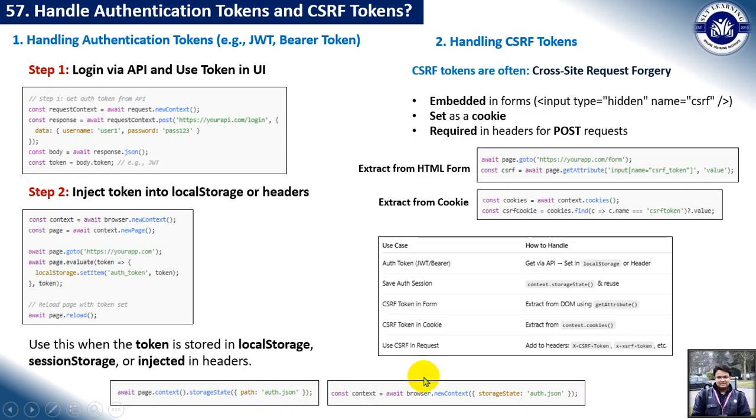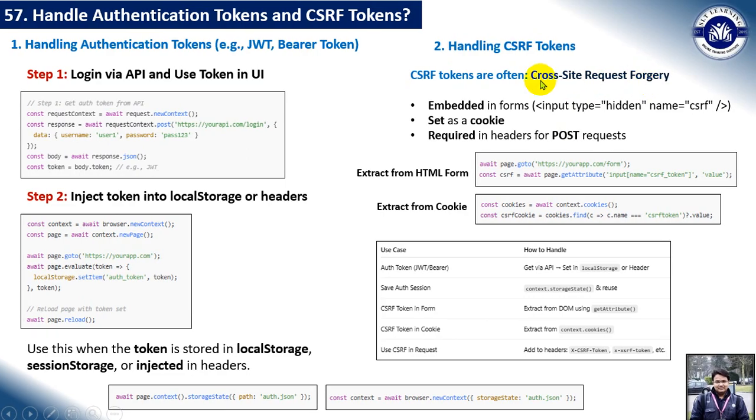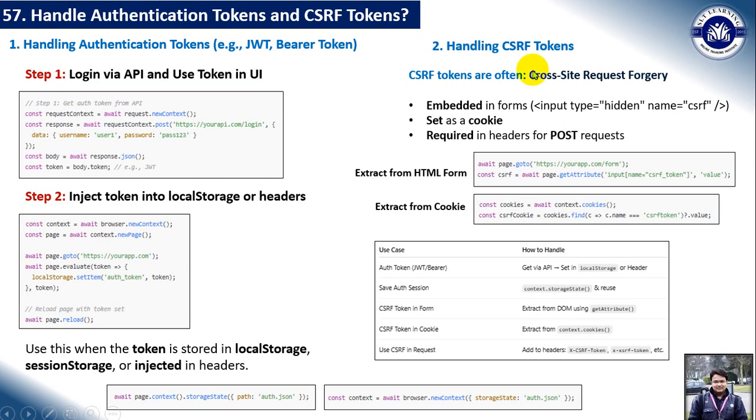Now another way is how to handle the CSRF token. So what is CSRF? It's cross-site request forgery, right? Forgery means something happening with a false purpose. So this is a token that comes in different ways. Sometimes it is in a form element itself, sometimes it comes as a cookie, or sometimes it is required in a header for a POST request. So these are the different ways you can find the CSRF token.